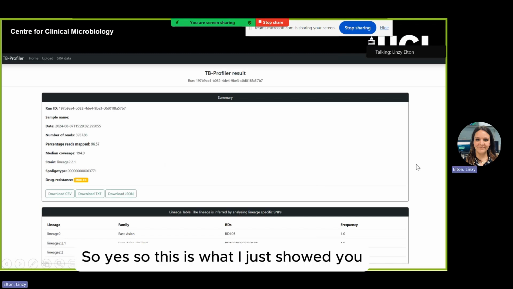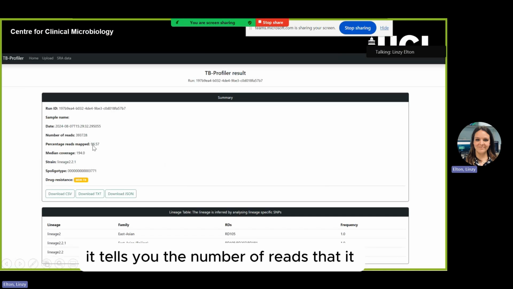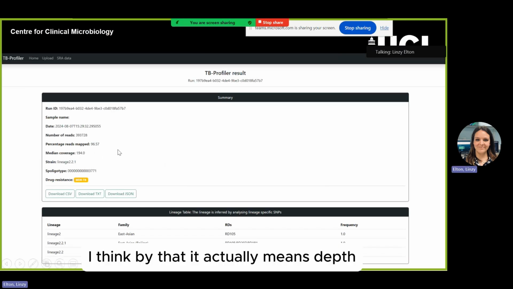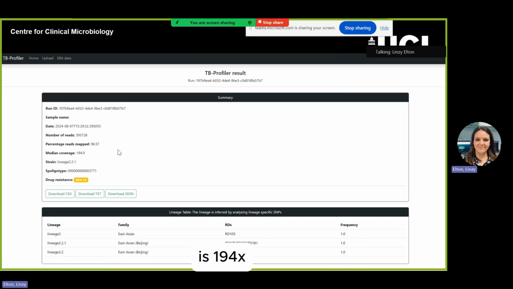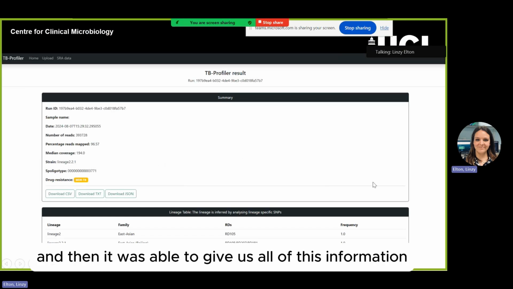So yeah, this is basically what I just showed you. As I say, it tells you the number of reads that you've put in. It tells you the number of reads that it managed to map. So it uses H37Rv, I believe. It managed to map nearly 97% of those reads to H37Rv, which is pretty good. The median coverage, which I think by that it actually means depth, is 194 times. So that's very, very good quality. And then it was able to give us all of this information.